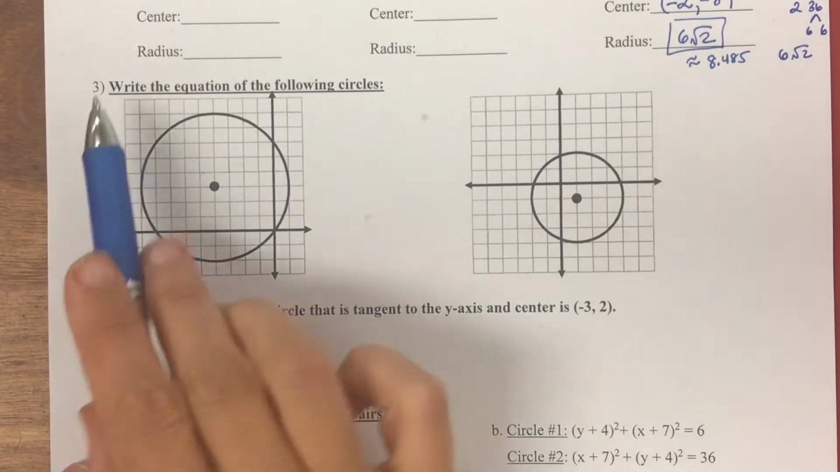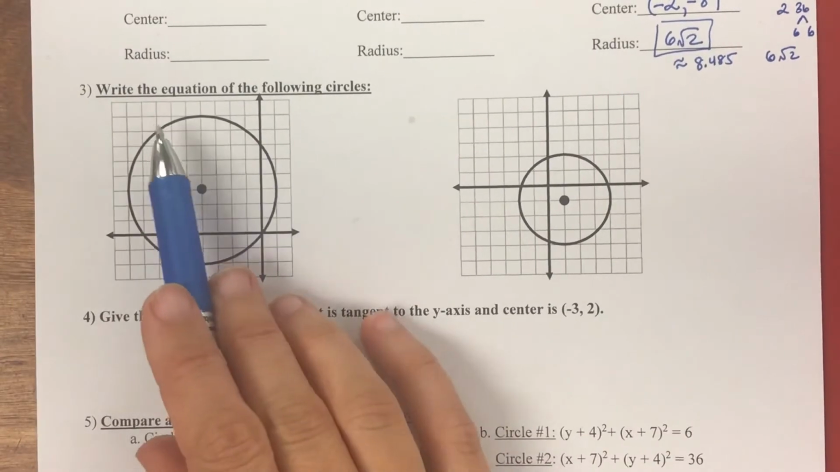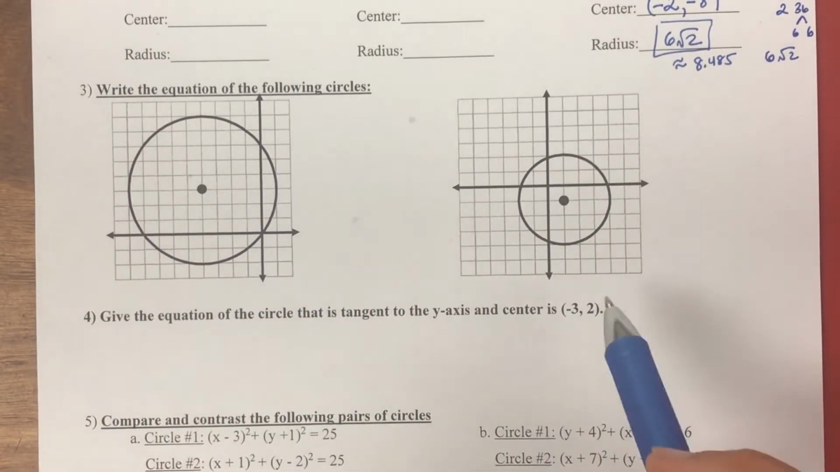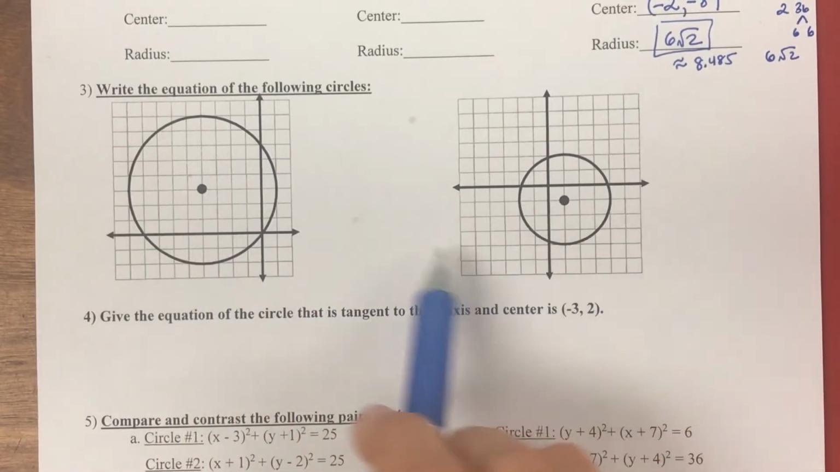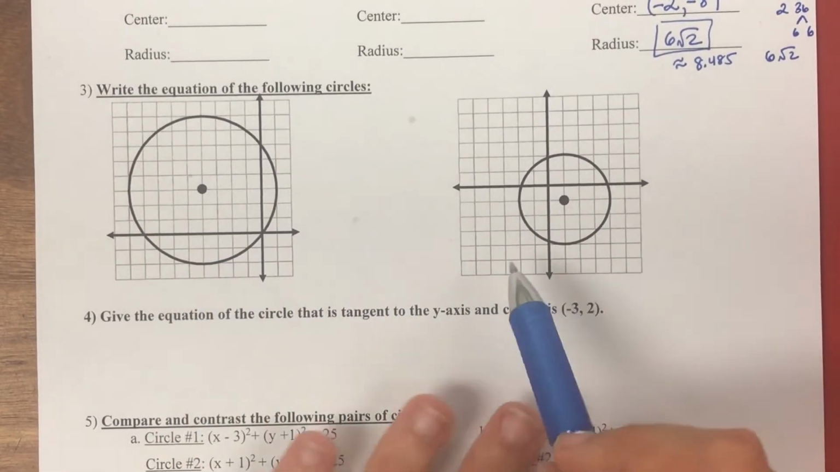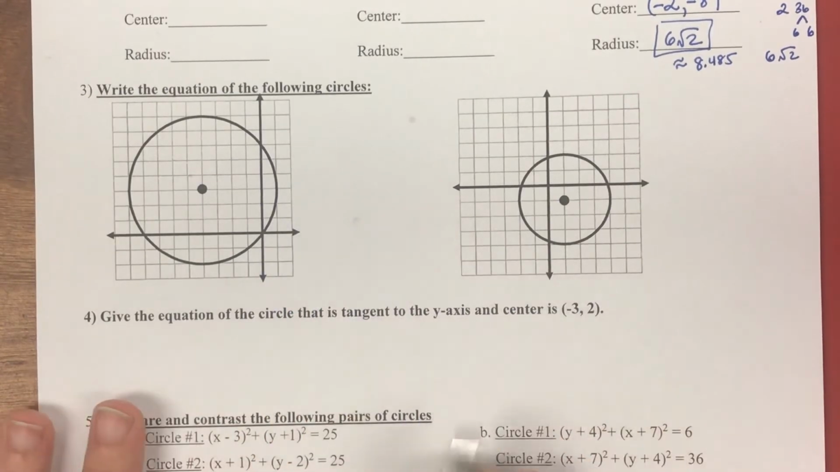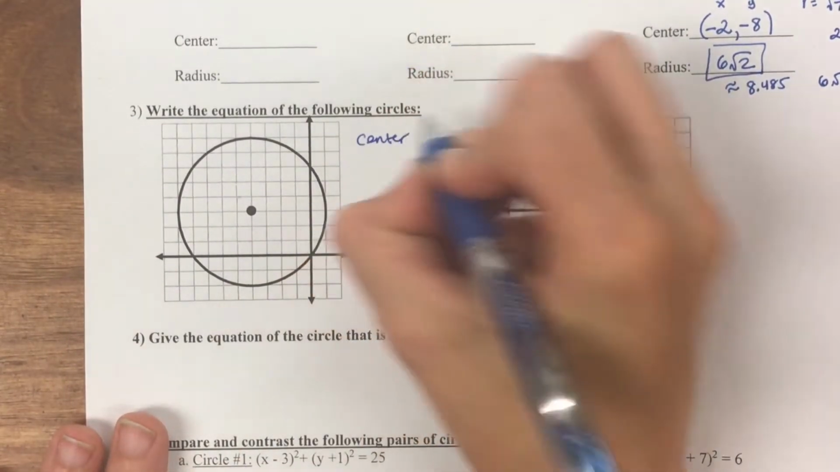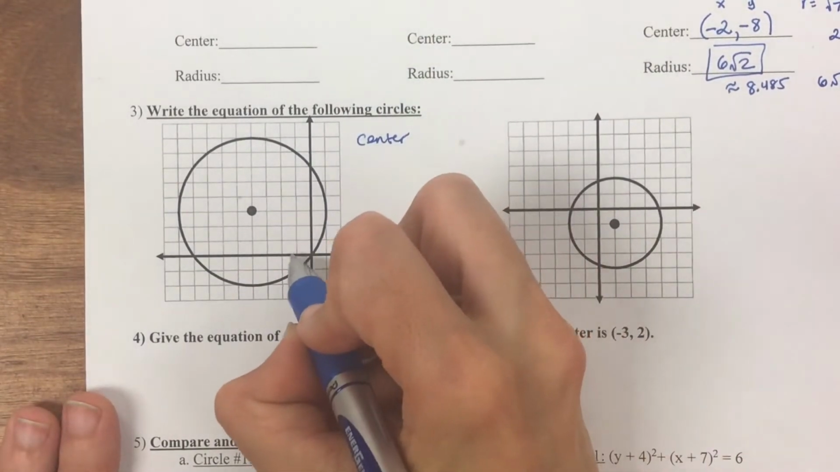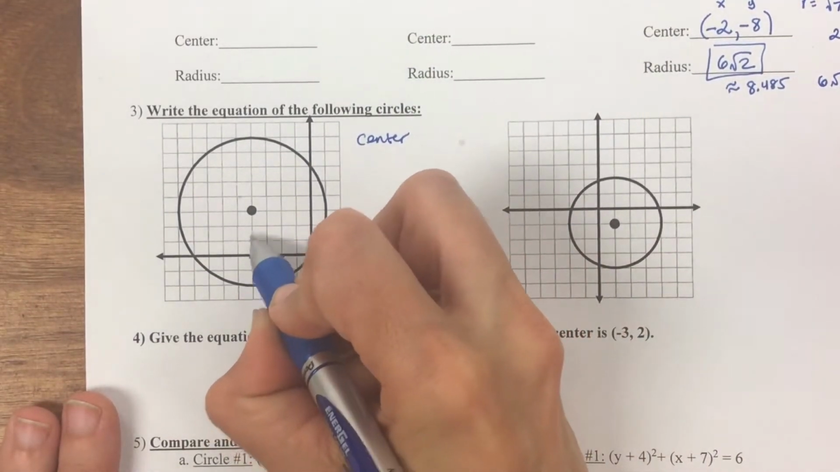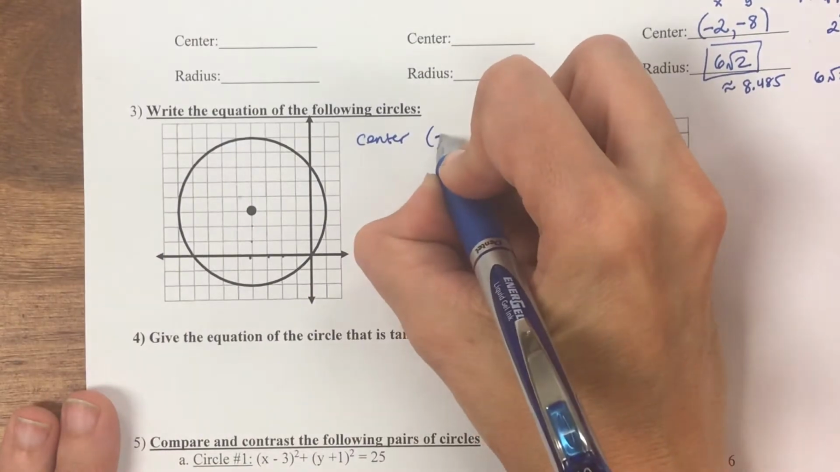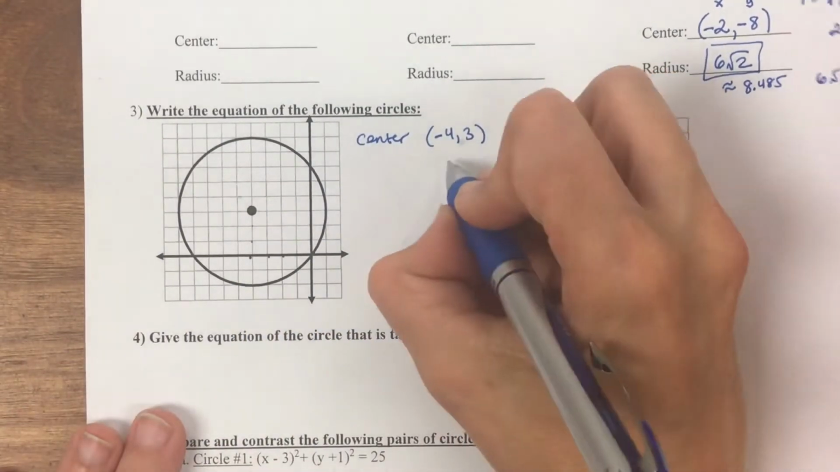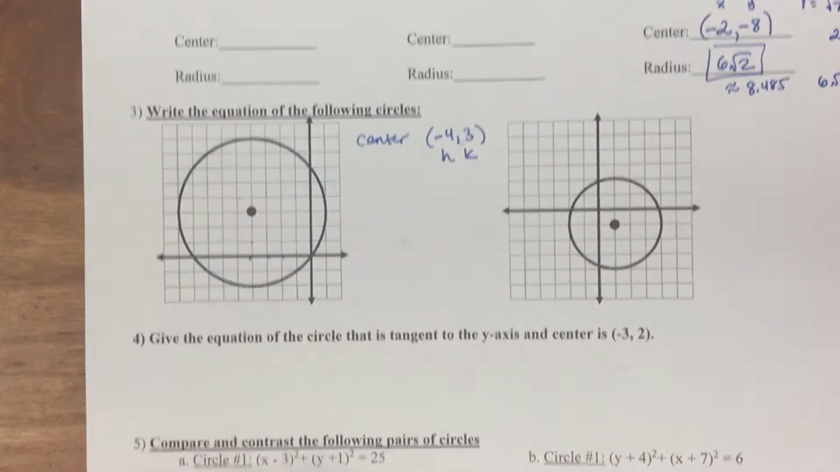All right, moving on to number 3, we've got 2 circles. They would like us to write the equation of the following circles. They look like kind of the same type of problem. I'll go ahead and do the first one. So we need to figure out where the center is. The center is left 1, 2, 3, 4, and up 1, 2, 3. So my center is -4, +3, since we went left and up. That is my h and my k.